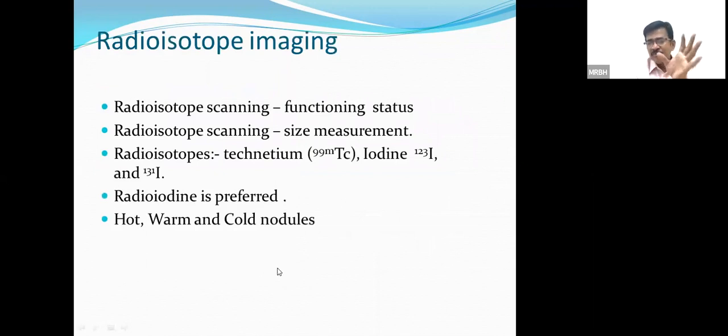Apart from the routine quadruple assessment, there are some other investigations which are not part of routine quadruple assessment, but in some situations, we might need to do some other form of imaging, like radioisotope imaging. Radioisotope scanning can assess the functioning status of the thyroid gland. This can assess the size of the thyroid gland and the size of the nodules. This radioisotope scan can be done either using technetium-99m or iodine-123 or iodine-131. Radioiodine is preferred. Based on this radioisotope scanning, we can classify the nodules into hot, warm, and cold nodules.